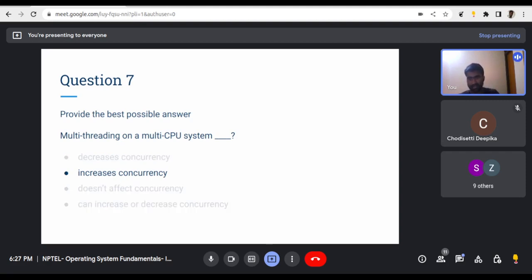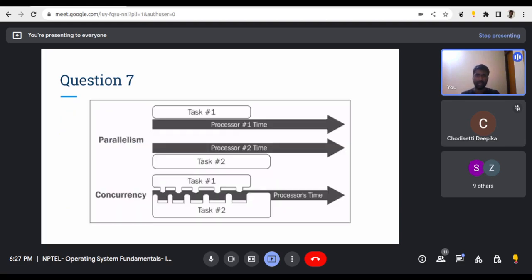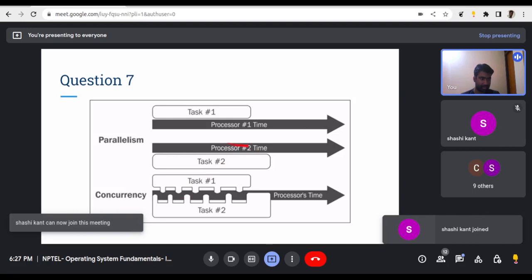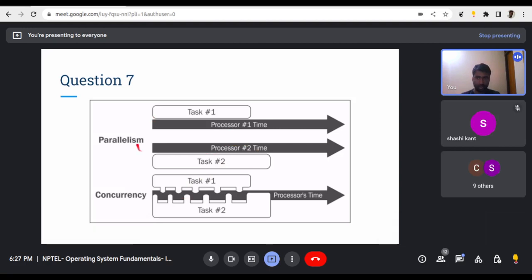Yes, it increases concurrency. On a multi-CPU system there can be multiple processors, right? When there are multiple processors, multiple tasks can be executed at the same time, so that increases parallelism. But what does concurrency mean? Concurrency means whether the tasks are progressing or not. So even a single processor can also support concurrency, right?